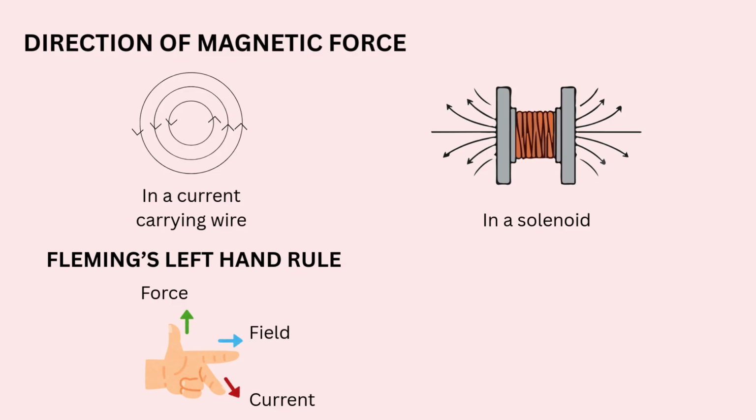There is a force on a current carrying conductor. That is experienced when you put a current carrying wire in a magnetic field. This is the principle behind electric motors.